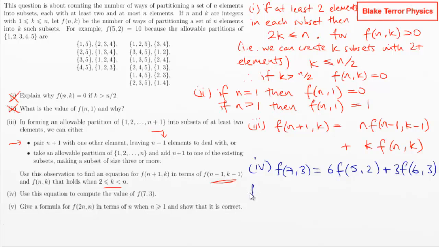And f63 is equal to 5 lots of f42 plus 3 lots of f53. We know f53 is 0. We've gone past the halfway point on there. f42, how many different ways can we divide up 4? That's going to be 3, isn't it?